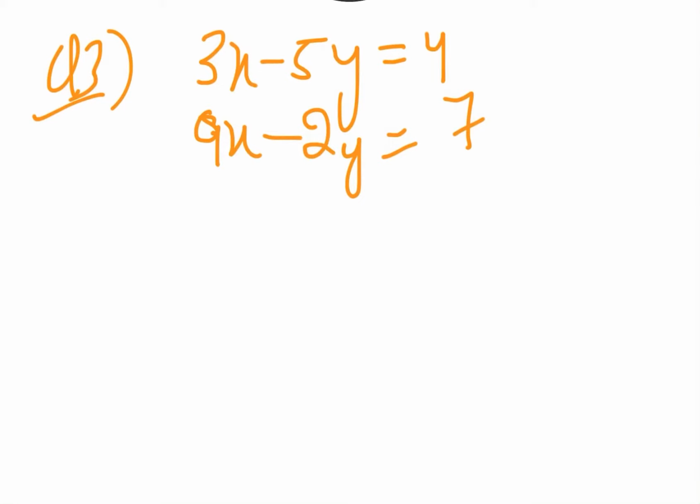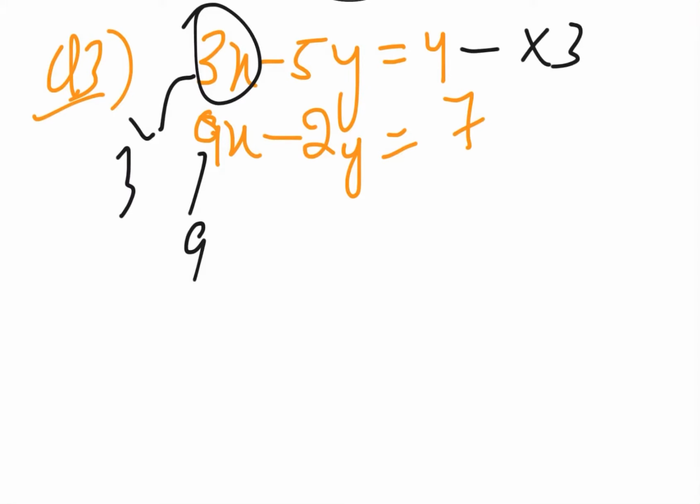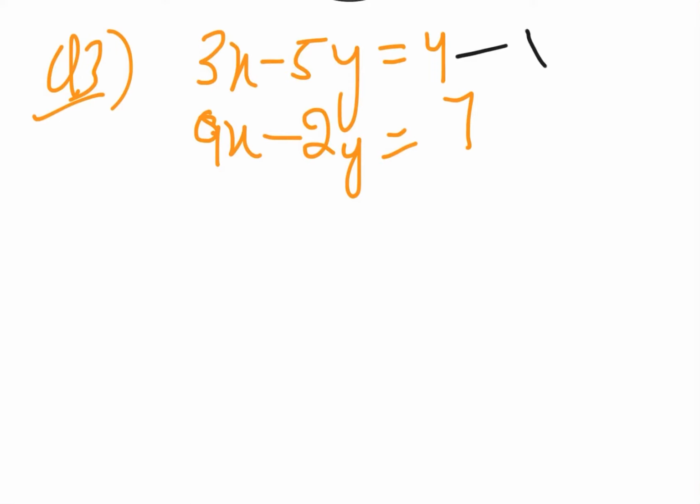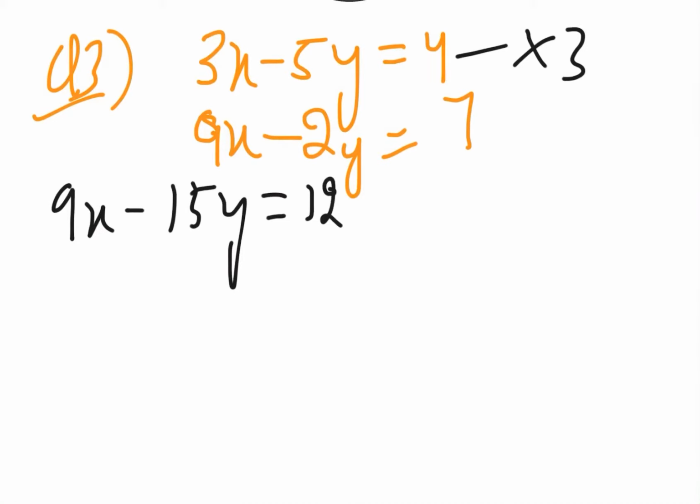Now I can see that the coefficient of x is 3 here, and the coefficient of x is 9 here. 9 is the square of 3. If I multiply this equation by 3, I'll get 9 on both sides, which can be eliminated simply. So doing the same thing now, I'll multiply this equation by 3 to get a new equation, which is 9x minus 5 3s are 15y equal to 4 3s are 12. And similarly, I can write the next equation as well, 9x minus 2y equal to 7.